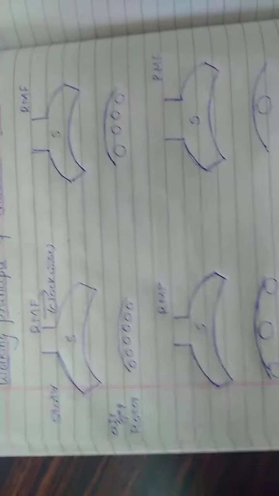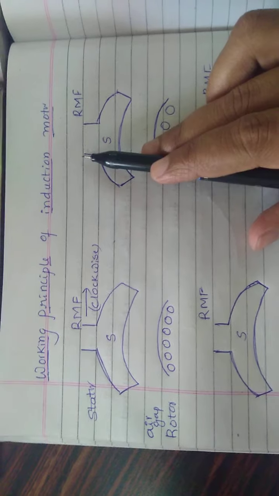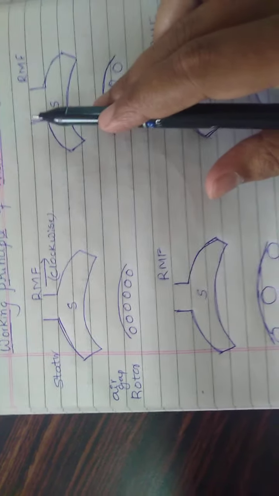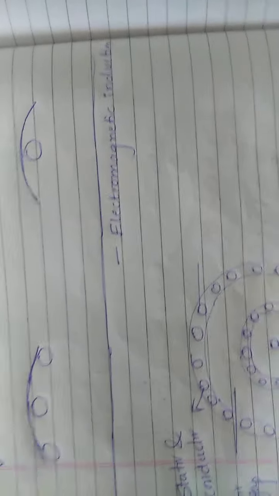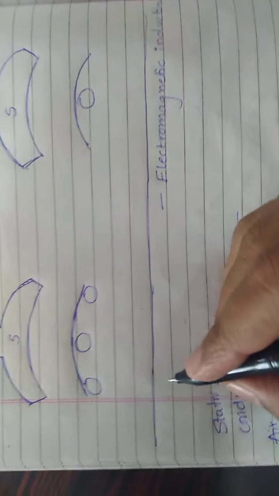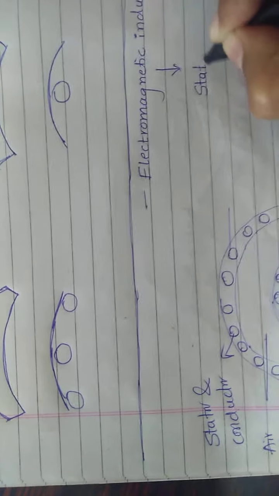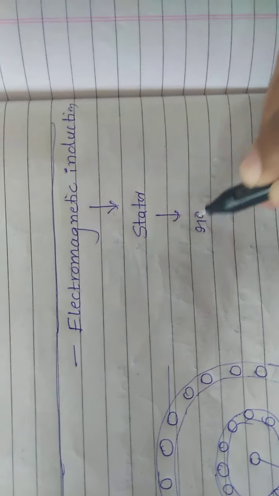So next we shall study the working principle of induction motor. The main working principle of induction motor depends on electromagnetic induction. How is it possible? We are giving supply to the stator, correct? We give supply to the stator and the rotor rotates.